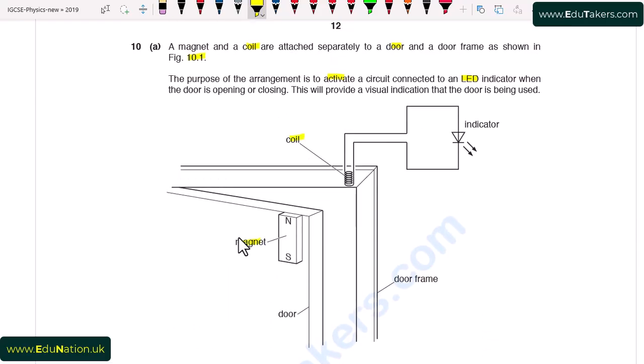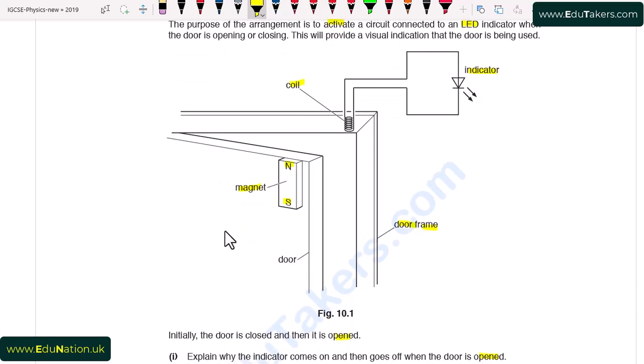Both of these are connected with the door separately and the magnet has two poles. One is north pole and other is south pole. And the coil is attached with the indicator also, that is LED indicator, and there is also the door frame. So first of all, this magnet has its magnetic field, meaning it has two poles, south pole and north pole.